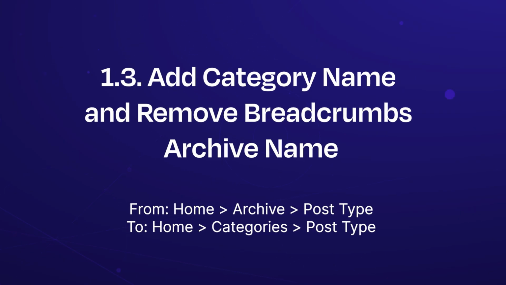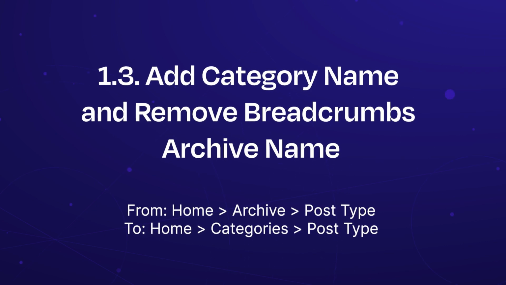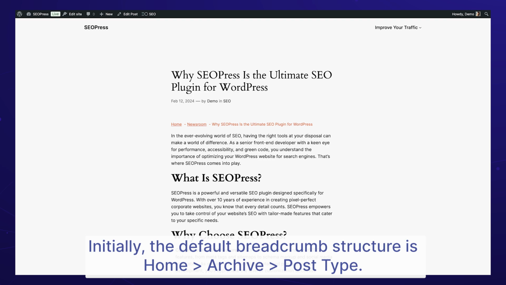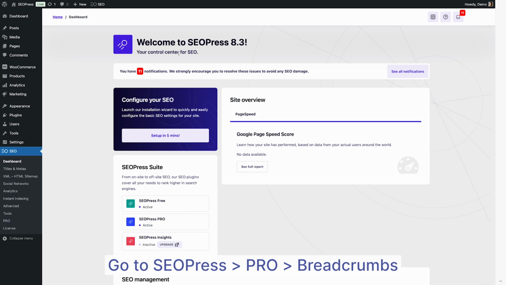In this video, we'll guide you on how to keep the category name but remove the archive name from your breadcrumbs. To begin, go to SEO, then Pro, and find the Breadcrumbs tab. Enable breadcrumbs by toggling the switch.